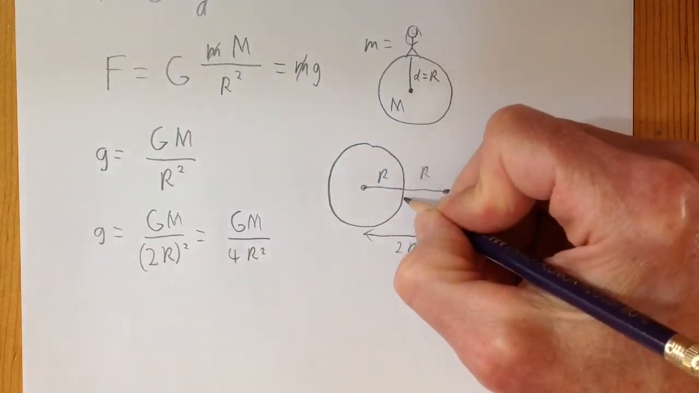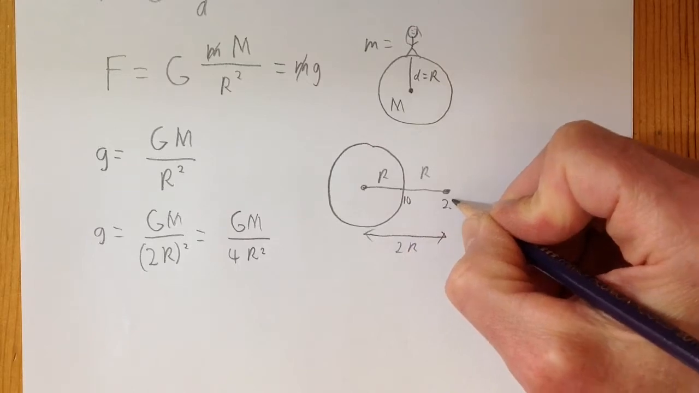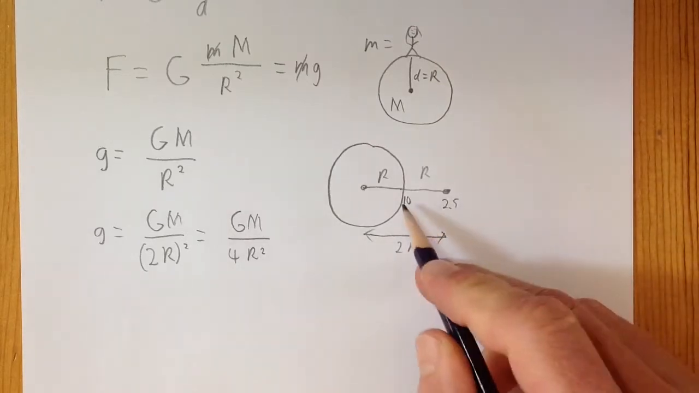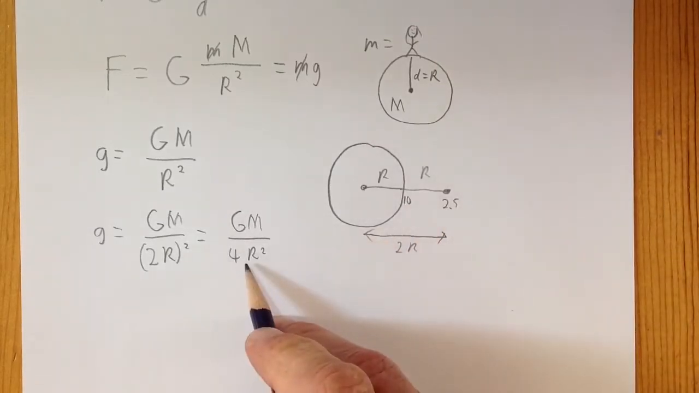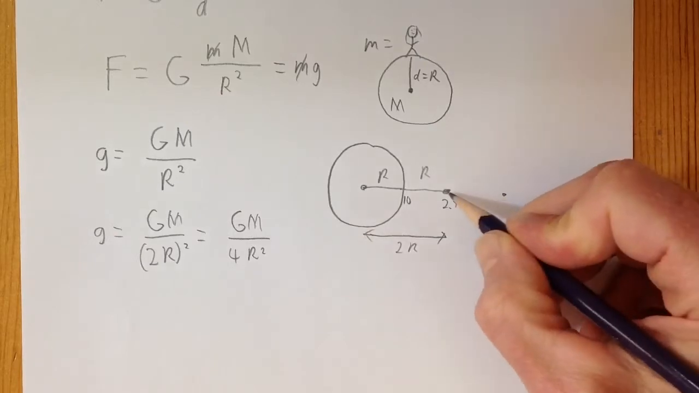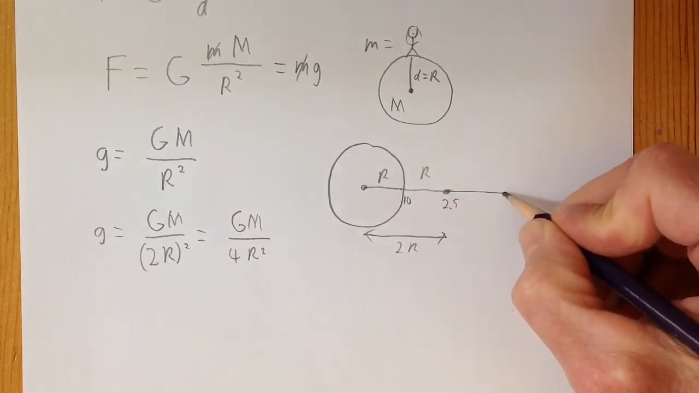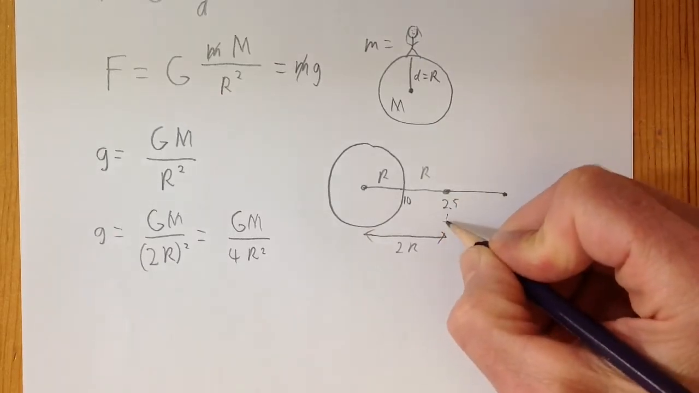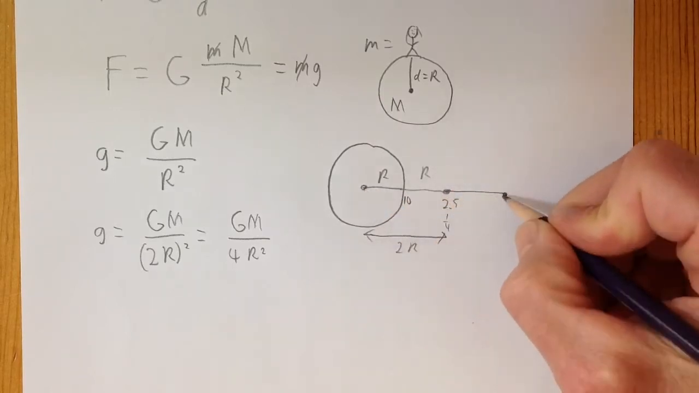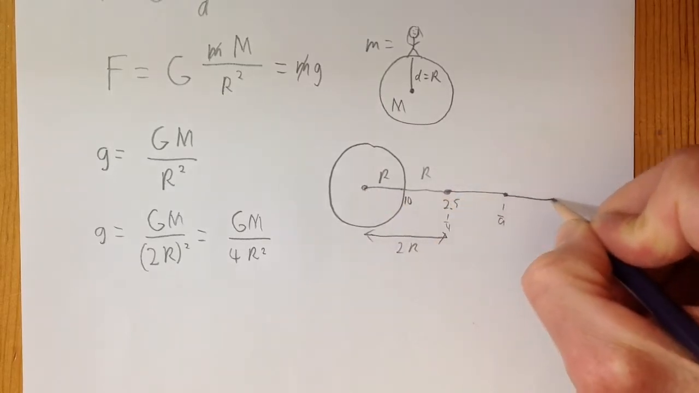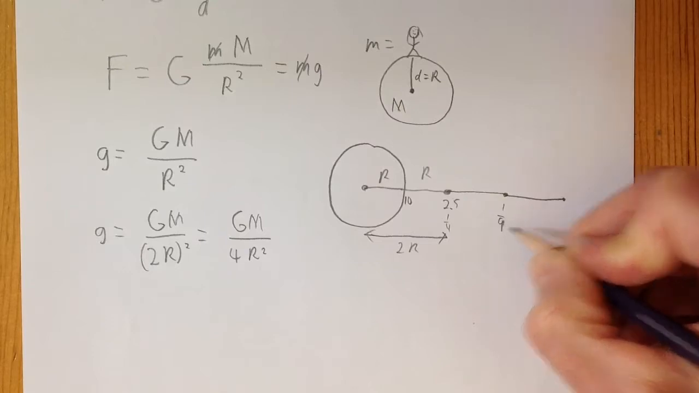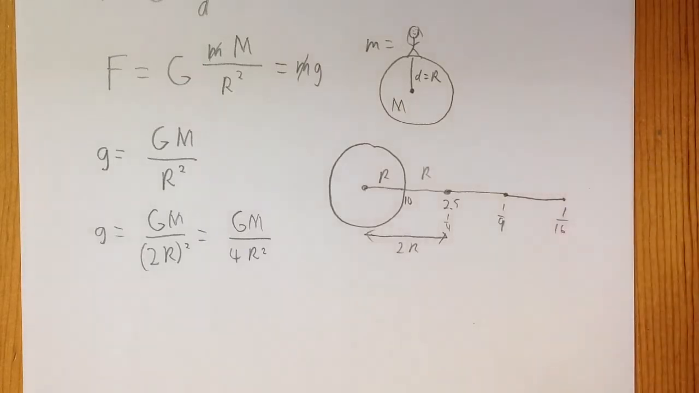So if it's 10 at the surface, it's only 2.5 out here. It's only 1/4 what it was because it drops off as distance squared. If you go 3 distances from the center, it's 1/9. If you go 4 distances from the center, it's 1/16, etc., etc. That's the way it works.